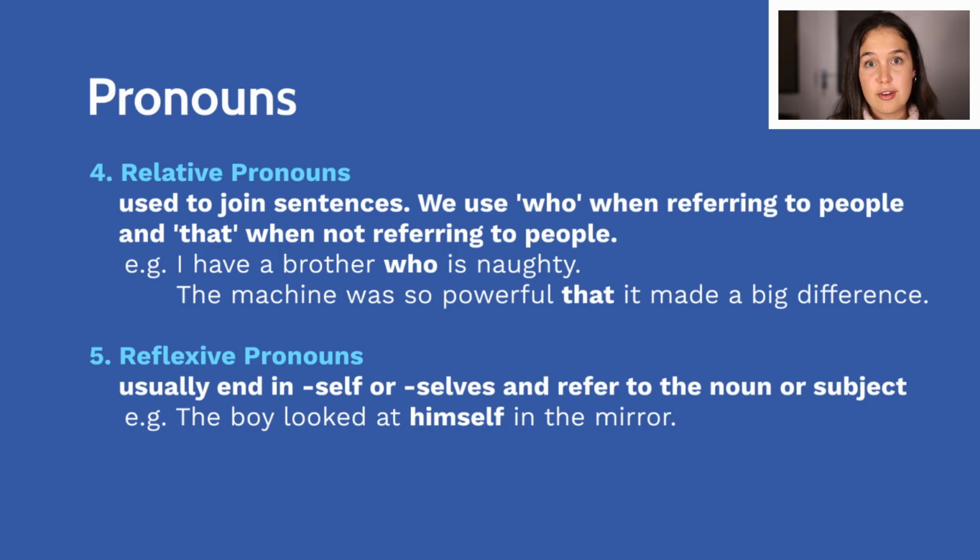Number 5, reflexive pronouns usually end in self or selves, and they refer to the noun or the subject. For example, the boy looked at himself in the mirror. The pronoun himself is referring to the subject of the sentence, which is the boy.